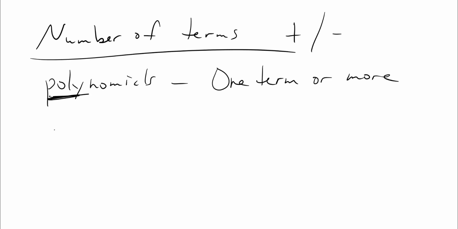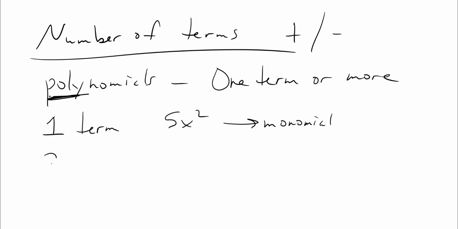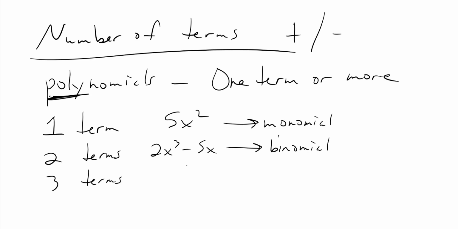So we have a special name. So if you actually have one term, which is like me saying 5x squared. Okay, we say that's a monomial. If I have two terms, that's like saying 2x to the third minus 5x. Okay, two terms. So that's called a binomial, like a bicycle. And then we have three terms, like 5x to the fourth minus 2x squared plus 1. That's three terms. And just like a bicycle, you have a tricycle, right? That's a trinomial.